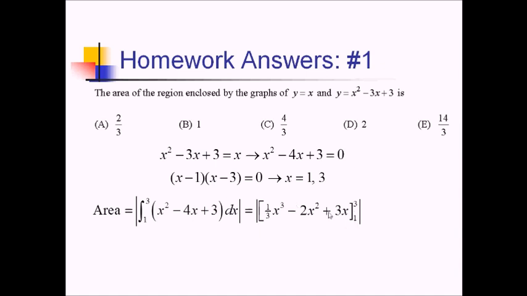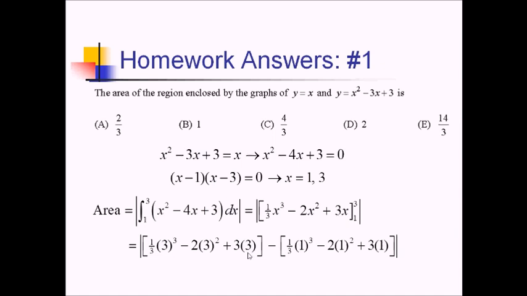So that's all this stuff with 3 plugged in, which we're going to have to figure out in a minute, minus all this stuff with 1 plugged in. Okay, so all this stuff with 3 plugged in, what do we have? So this is 1/3 of 27, which is 9. We're subtracting 18, so that's negative 9. But now we're adding 9, so that's 0 for all this stuff here.